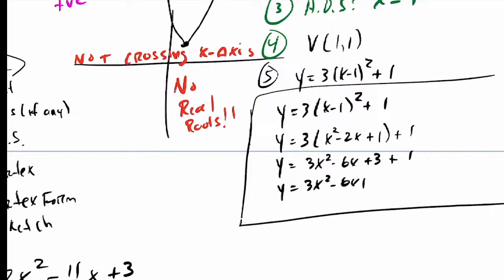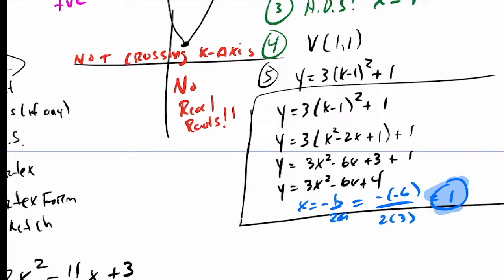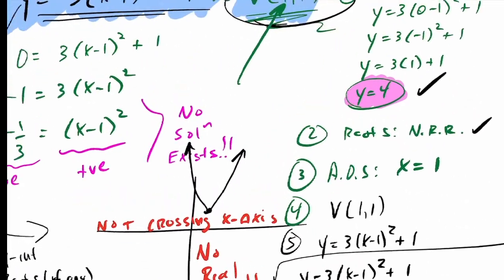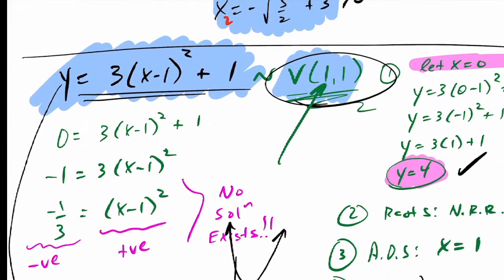So now, for the person who had asked this, I'm in standard form. If you do negative b over 2a, I'm going to get negative 6 over 2 times 3, which is exactly equal to 1. So you get the exact same answer as before. I was in vertex form right here, so I already have my axis of symmetry sitting here as 1.